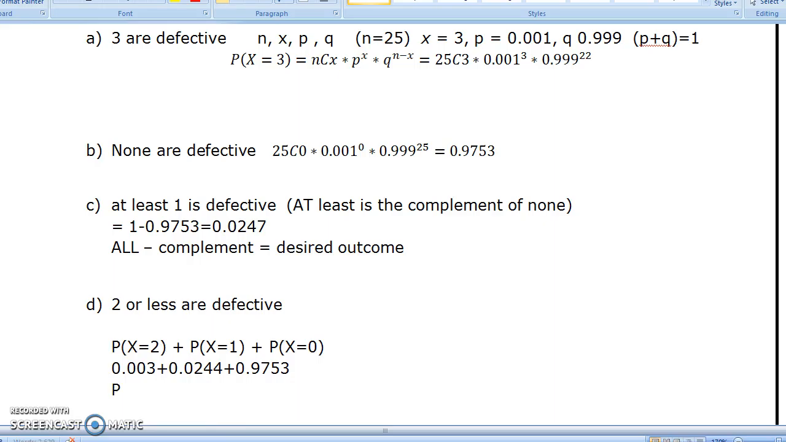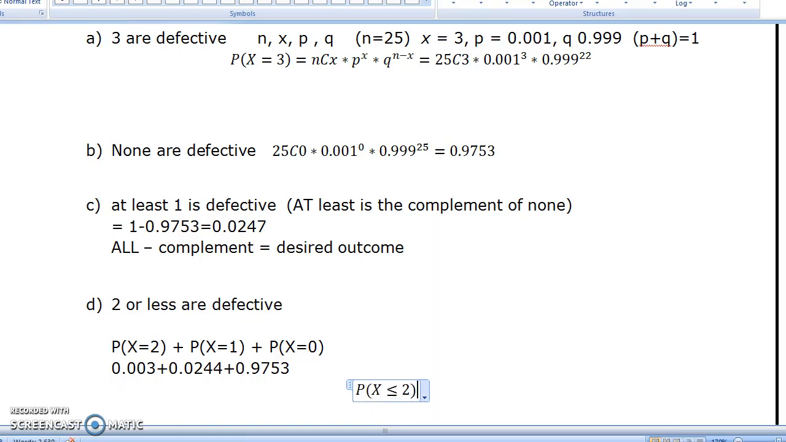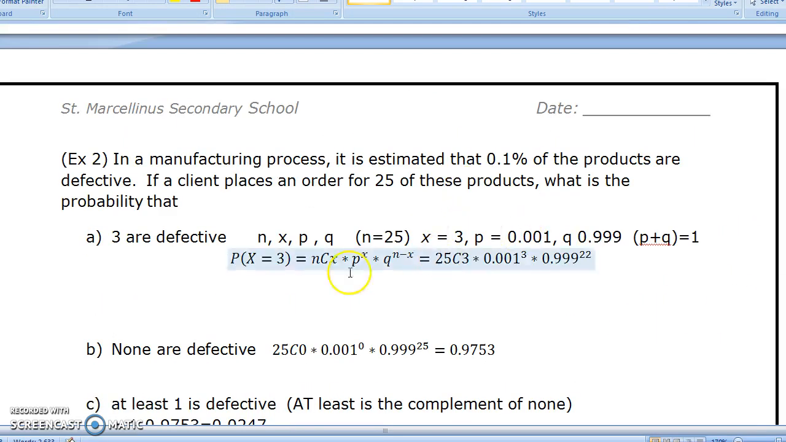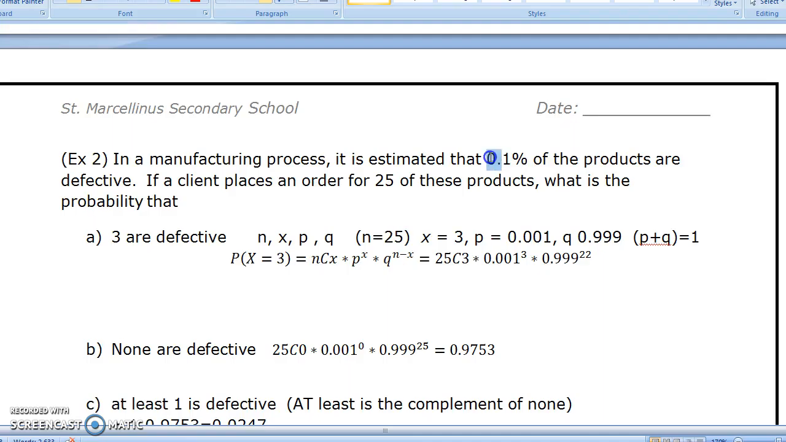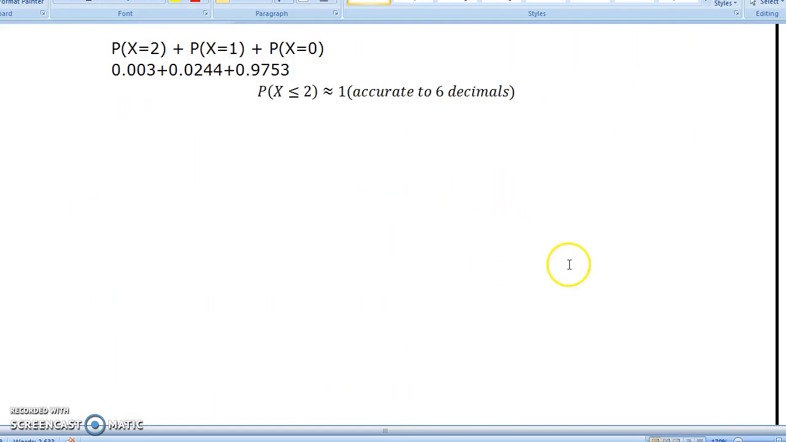Essentially, P(x ≤ 2), the probability that x is less than or equal to 2, is approximately 100%. Let's just write approximately 1. We know it's accurate to 6 decimals or thereabouts. Whatever it was we worked out before in the question above, it's approximately 1. And that should make sense because it's extremely unlikely you're going to get that many defective parts here.